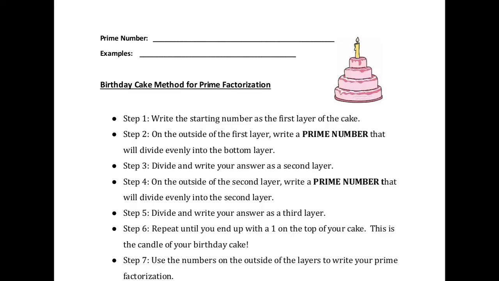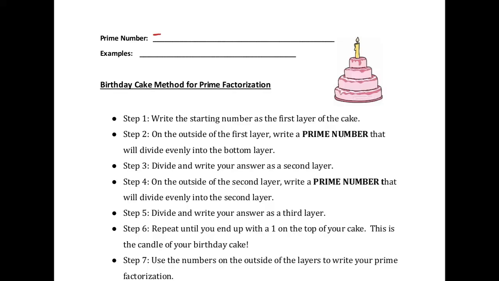Prime numbers. Does anybody know what a prime number is? I bet you might have heard of prime numbers before, but I'm not sure if you know what it is. Prime numbers. Okay, well, here's the definition.